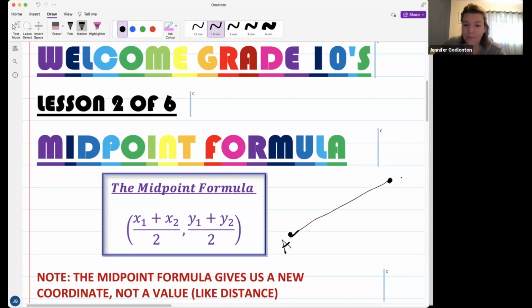If I have point A and I have point B, and point A has values x1 and y1, and point B has values x2 and y2. If I am looking for the coordinates of the midpoint, so exactly in the middle of A and B, that would be my midpoint. I could use this formula to find that out. So I add together my two x values and I divide it by 2, and I add together my two y values and I divide it by 2.